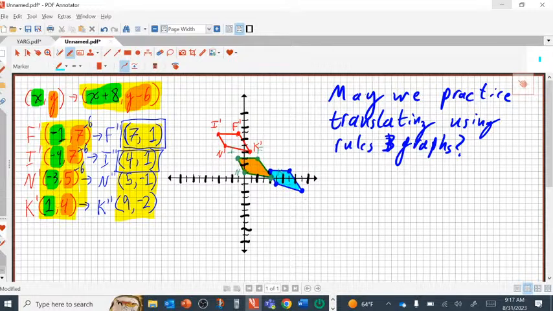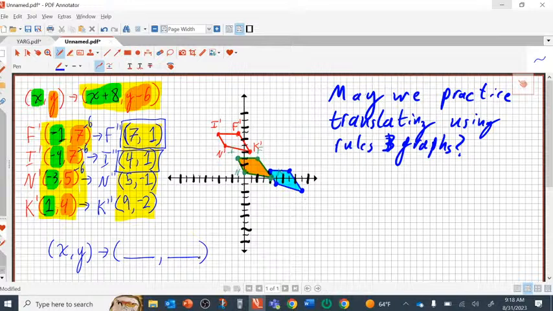Guys, if I wanted to move this orange and green Fink just in time for Halloween over here to this blue Fink double prime, how much do I move it left, right, up, or down? And how can I write a rule like x comma y turns into something comma something to match it? Talk to your partners, and here we go. Teach, teach.